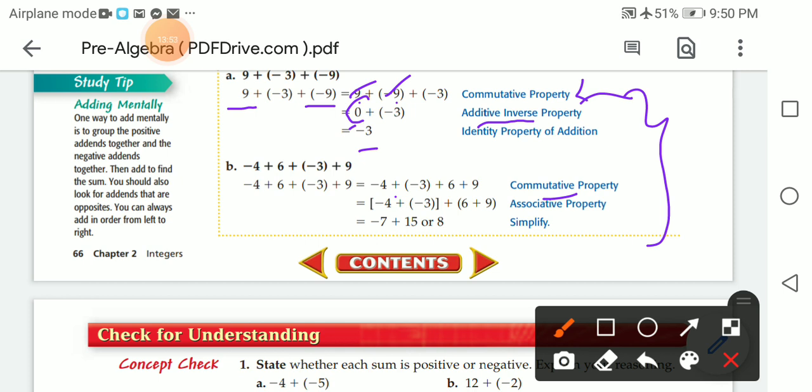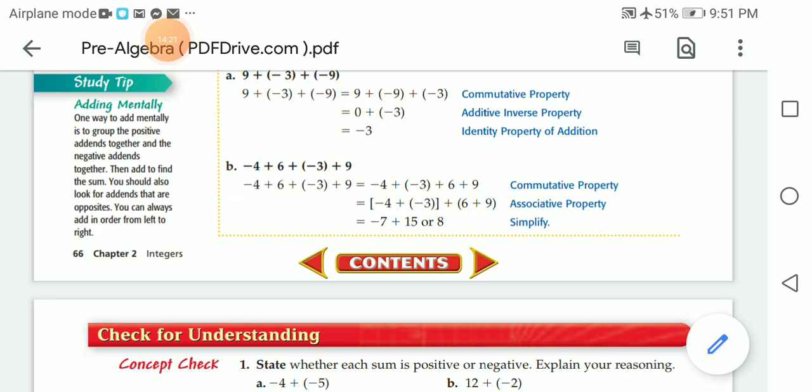Then what happened next? I put them in brackets, grouping, the associative property of addition. So I have negative 4 plus negative 3, and here 6 plus 9. The sum of the negatives is negative 7, and 6 plus 9 is 15, right? So negative 7 plus 15 gives me 8, after simplifying.